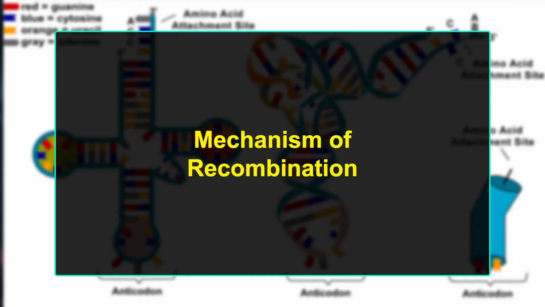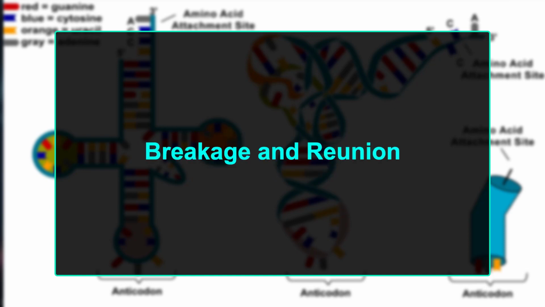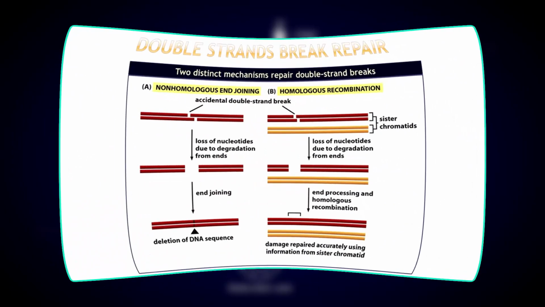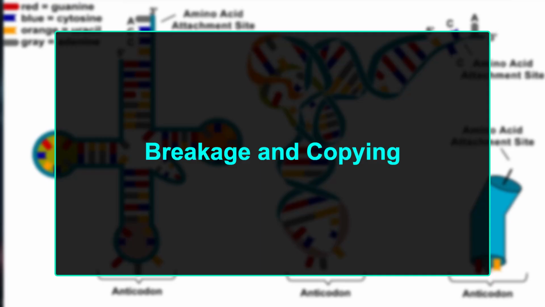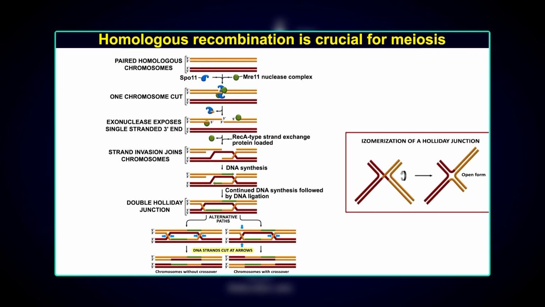Dear students, let's now discuss the mechanism of recombination. Breakage and reunion: two homologous duplexes of chromosome lying in paired form break and rejoin crosswise to form recombinants. Breakage and copying: one helix of paired homologous chromosome breaks in 2 segments and one of them is replaced by a newly synthesized segment copied from the other helix of the paired chromosome.